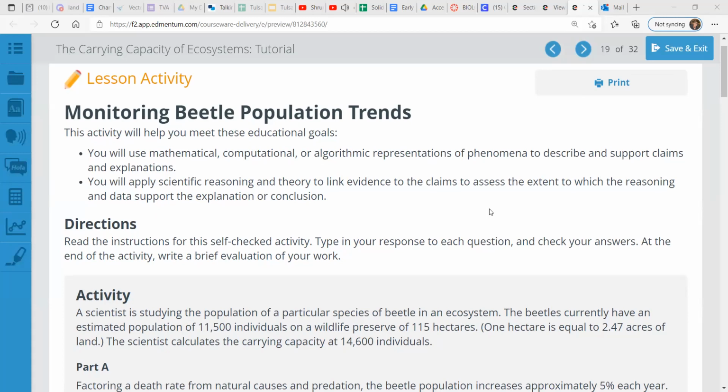So we're going to use mathematical, computational, or algorithmic representations of phenomena to describe and support claims and explanation. We're going to apply scientific reasoning and theory to link evidence to the claims to assess the extent to which the reasoning and data support the explanation or conclusion. And an easier way to say all that, we're about to science, okay?